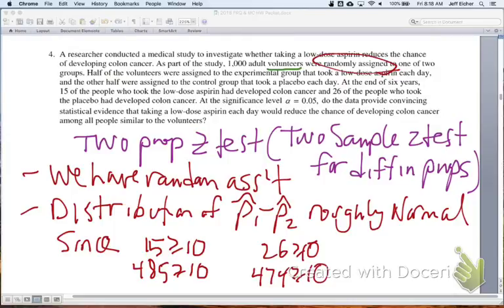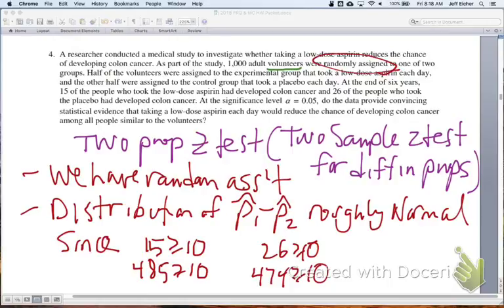The independent condition with experiments, we would just want to make sure that one person's developing of colon cancer is independent of another person's developing of colon cancer. So it's really based on the study design that we have. But either way, I'm not going to mention or write anything on my paper because it's more dangerous than it is beneficial to include the independent condition.